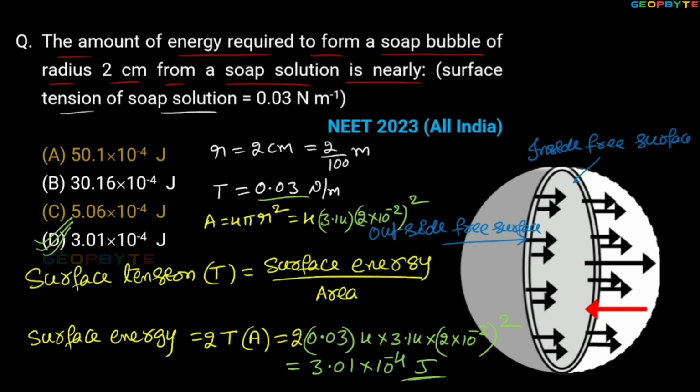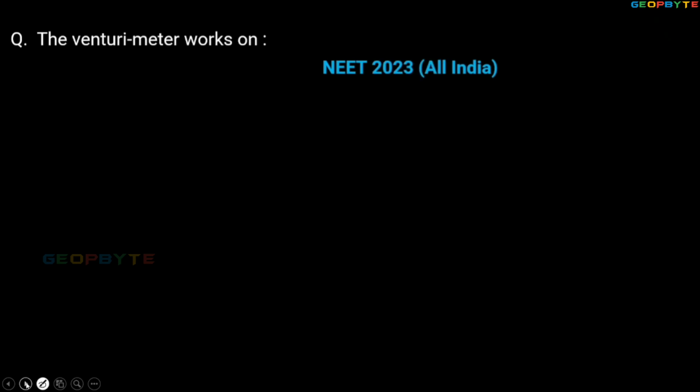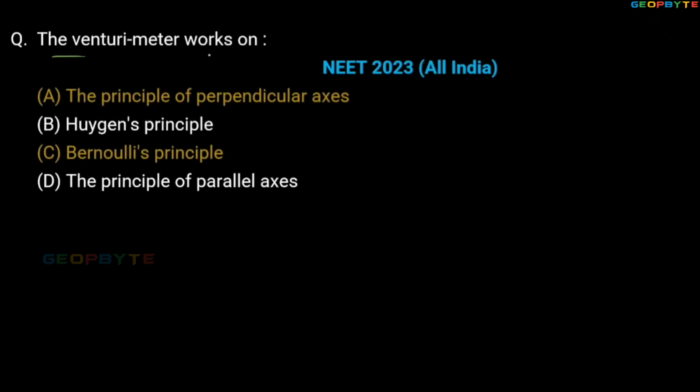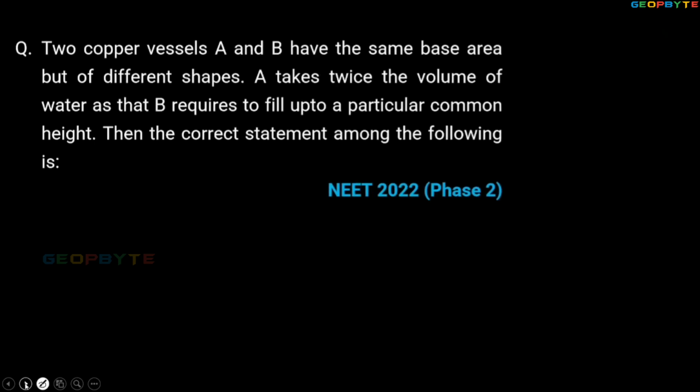Understood clearly? Yes. Then let us take another important problem. It is asking like this. The Venturi meter works on, dear friends, remember, Venturi meter, orifice meter are working on the Bernoulli equation or Bernoulli principle. Look at the options. The principle of perpendicular axis, not at all. Huygens's principle, no. Bernoulli's principle, absolutely correct. Venturi meter is working based on the Bernoulli's principle.